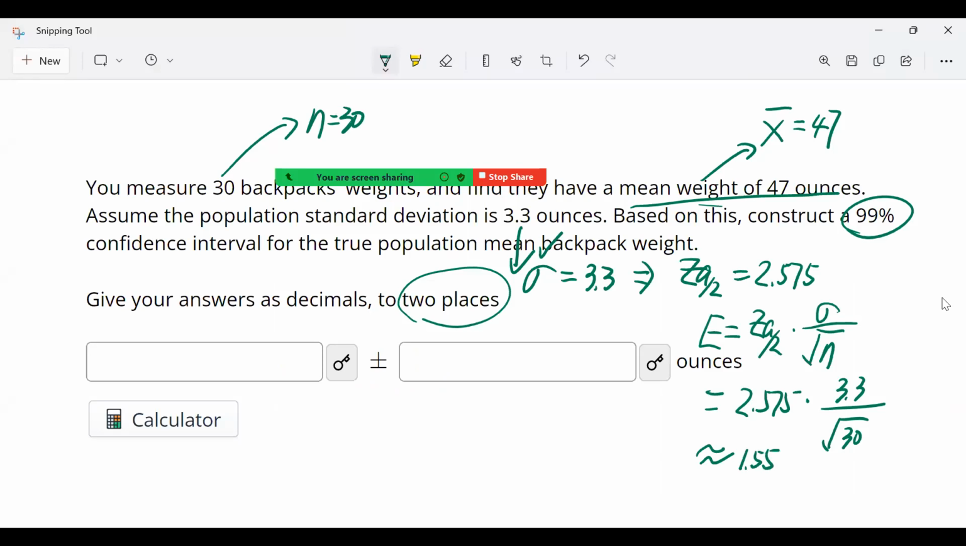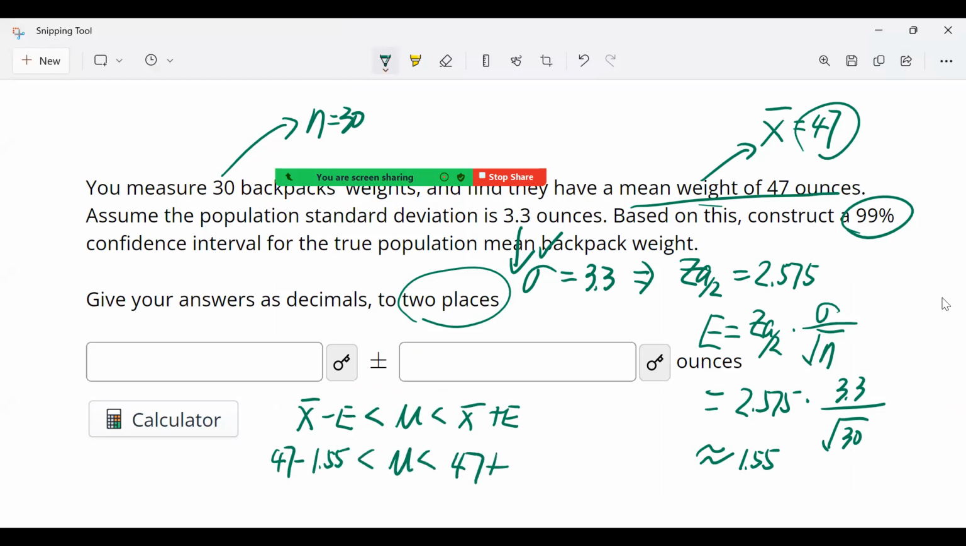The next step is sample mean minus margin of error to get the lower limit, and sample mean plus margin of error to get the upper limit. Sample mean is 47. 47 minus 1.55, and 47 plus 1.55. The lower limit becomes 45.45, and the upper limit is 48.55.